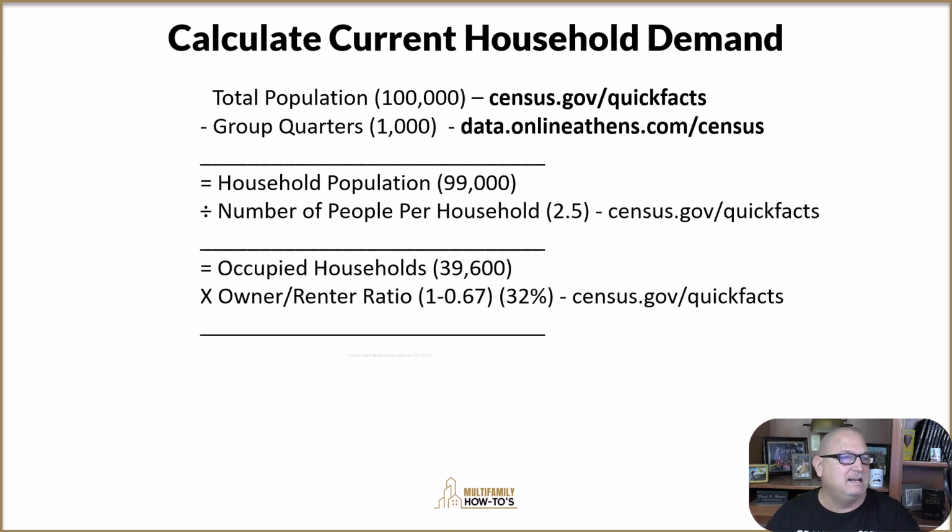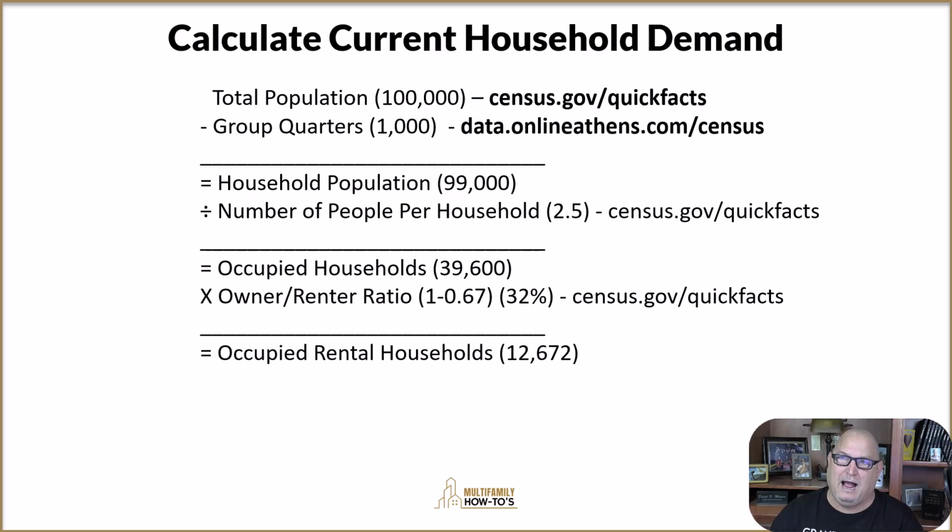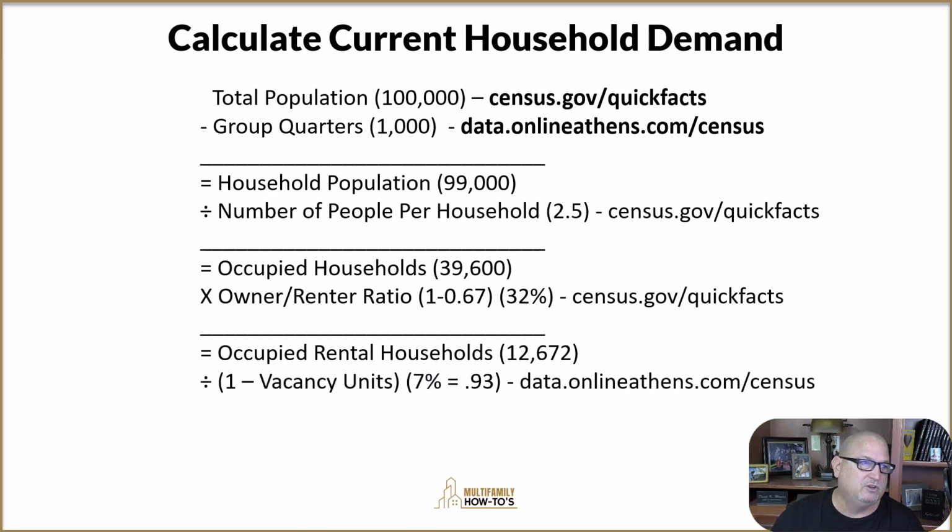And what that's going to give us is the total number of rental households. Now, remember, a household is an occupied unit. And if it is a vacant unit, it is not considered a household. It is just a unit. It's space. But if there are people occupying it, whether it's one or more people, then that is considered a household. So we currently have a demand of 12,672 rental households in the market.